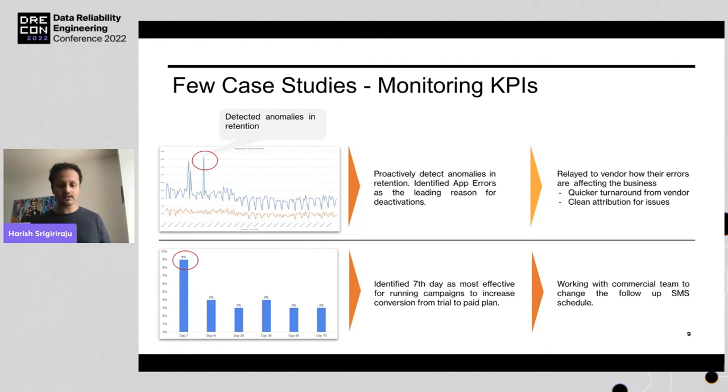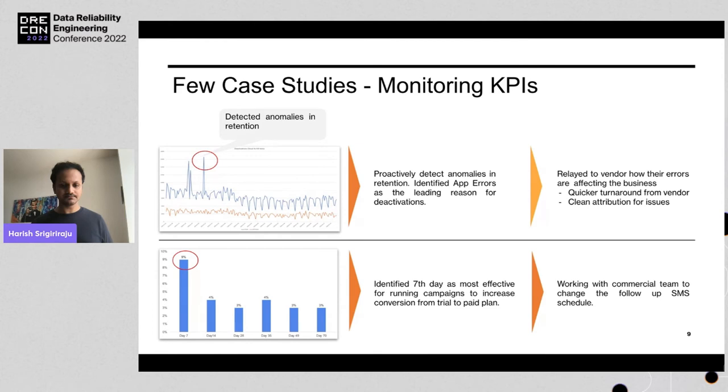The first case study here is that I was able to set up anomaly detection for deactivation. As you can see here, I was able to identify that if there is any spike in deactivations, it triggers an alert. Now this anomaly can be because of various factors, either a product issue or some errors, server side errors or client side errors and so on. But it could also be because of the underlying data itself. It's really important to monitor these kinds of things, set up robust processes, and then ensure that you are able to diagnose the fundamental reason for this anomaly.